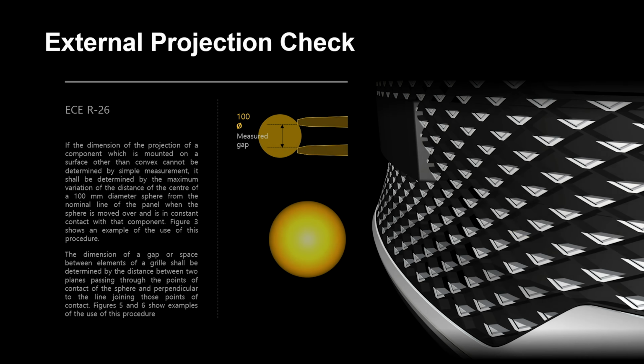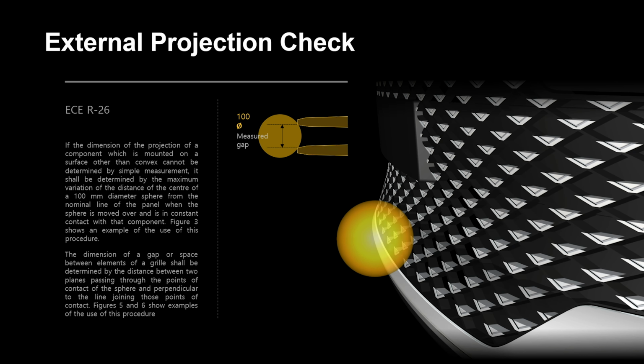And lastly, let's go over external projection. This check also comes from UNECE pedestrian safety rules, and it's all about protecting pedestrians from sharp edges. The logic is pretty simple. Use a 100 millimeter sphere to test surface gaps. If the distance between two contact points on the sphere is more than 40 millimeter, then you must apply at least a 2.5 millimeter radius to the edge.